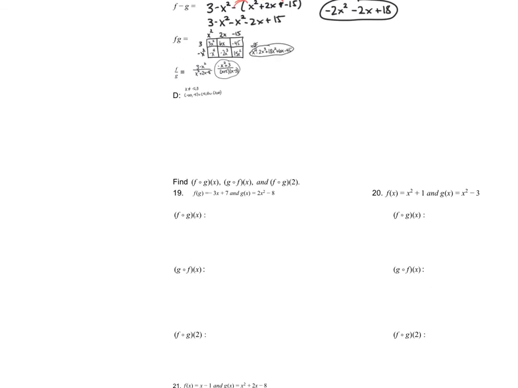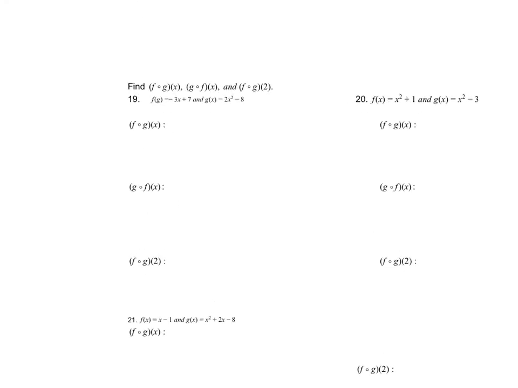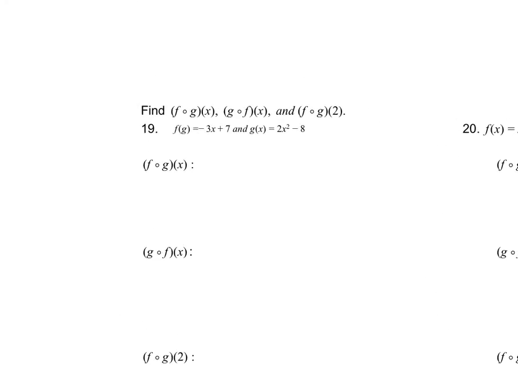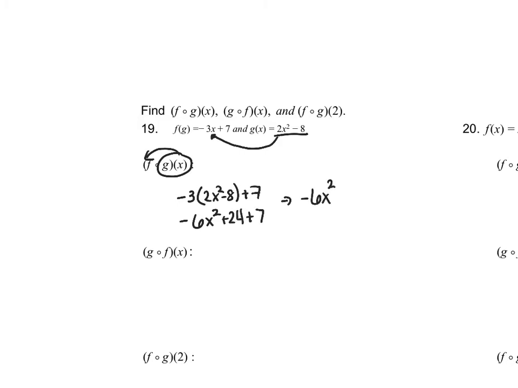Alrighty, so now we're going to move on to f of g and g of f. Remember, the g is kissing the x, and that's going to go into f. So this is going to go right into here. So negative 3 parenthesis, there's the x, so I'm going to put in my g of x equation. I'm going to distribute, and we're going to combine like terms. So negative 6x squared plus 31.